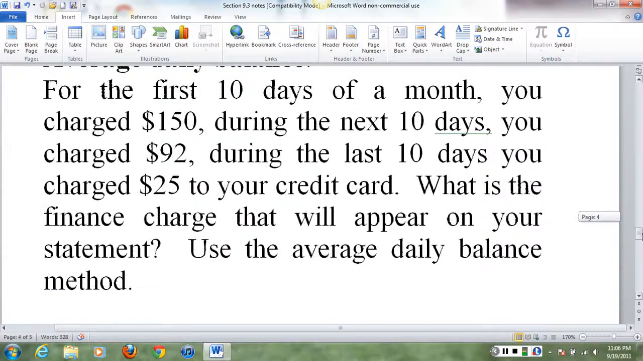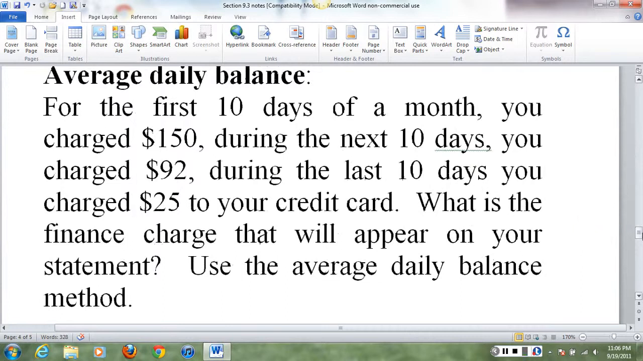And then finally, average daily balance. For the first 10 days of the month, you charge $150 to this credit card. During the next 10 days, you charge $92. During the last 10 days, you charge $25 to this credit card. What is the finance charge that will appear on your statement? So now we're looking specifically for the finance charge.